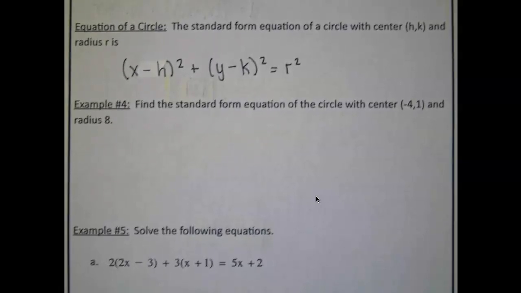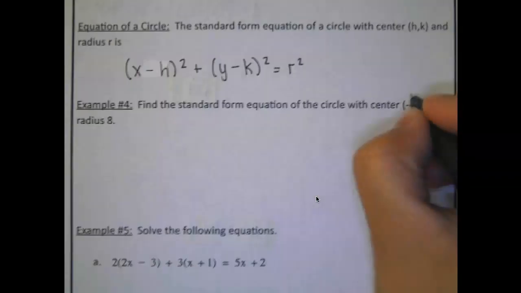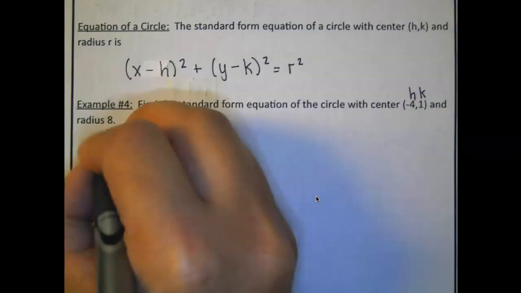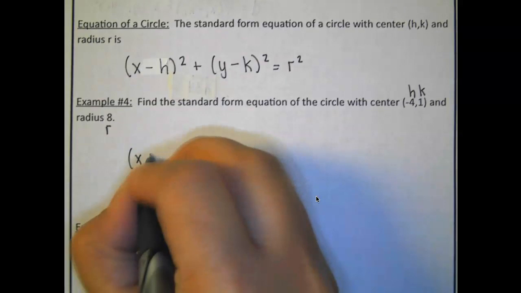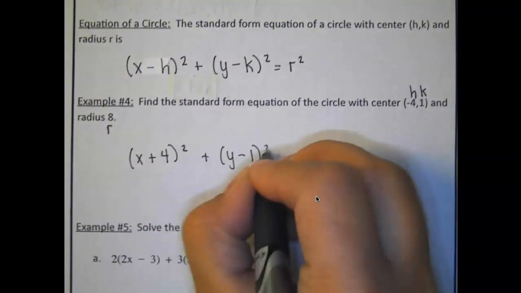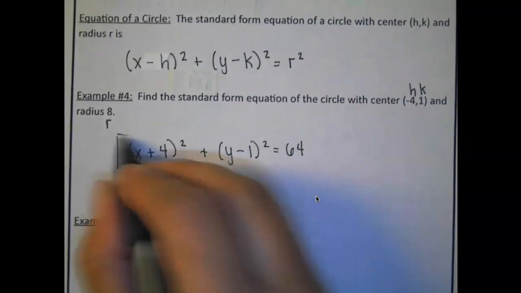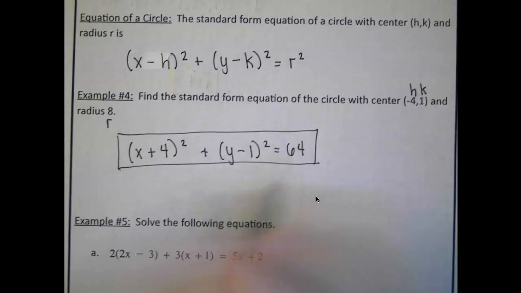You just leave it in standard form. All right, so everybody got it. Would anyone like me to go over it? Please let me know if there is one you want me to go over. I'm more than happy to. Okay, so this is h, k. This is r, so the answer is x plus 4 squared plus y minus 1 squared equals 64, because 8 squared is 64. Great job, ladies.